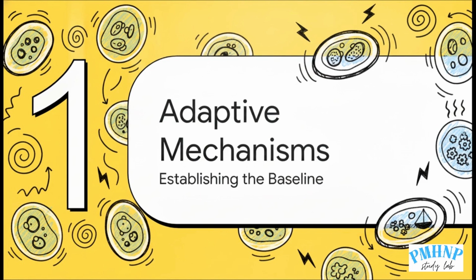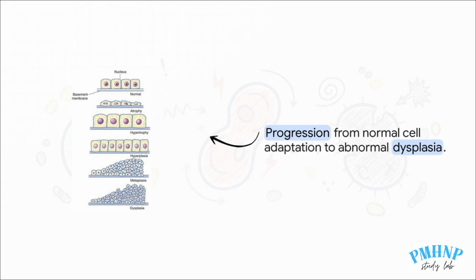Adaptive mechanisms of cells. Establishing the baseline. Look at the progression here. We're tracking a baseline, normal epithelial cell to see exactly how it alters its size and shape just to deal with stress. First, it might shrink through atrophy to conserve energy, or maybe it bulks up, hypertrophy, to handle a heavier mechanical load. If it starts dividing rapidly, we get hyperplasia. But if the environment is just too toxic, it eventually deranges into dysplasia, which is completely atypical, chaotic cellular growth.